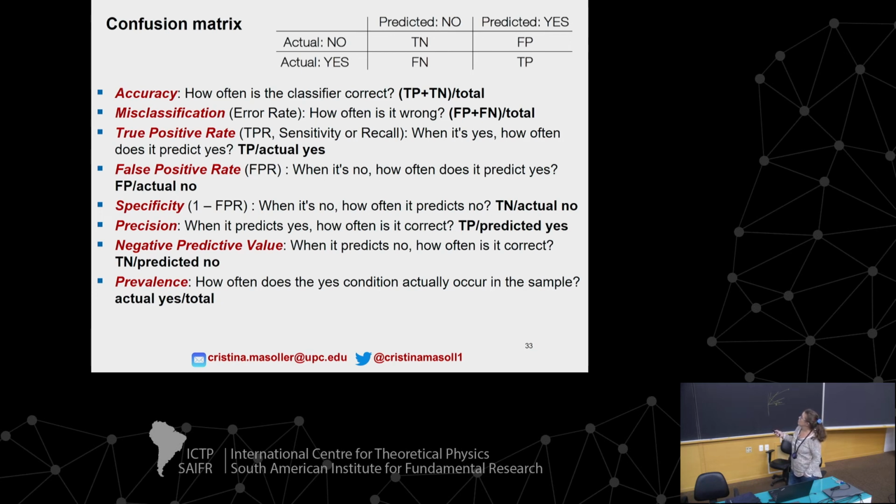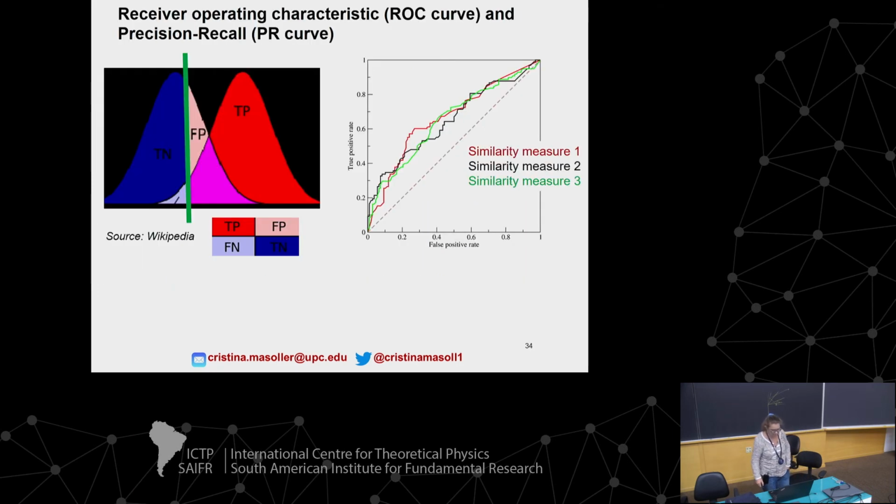And then there is also the precision. When you predict yes, how often is it correct? Let me show you some examples of how to use this. So you have two classes, the links that exist and the links that do not exist.